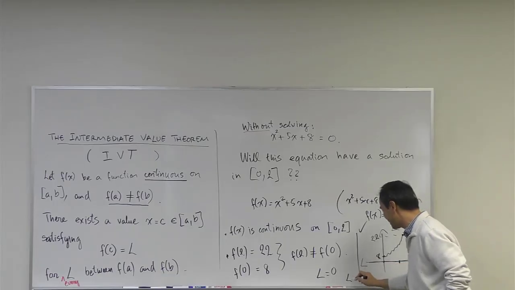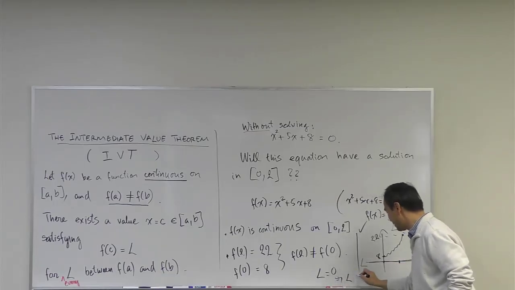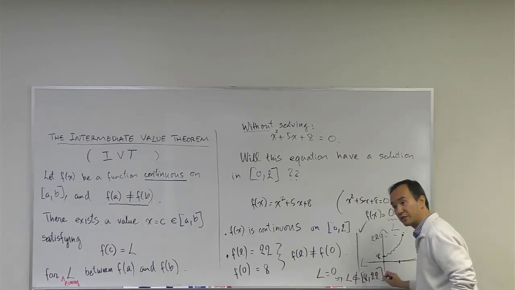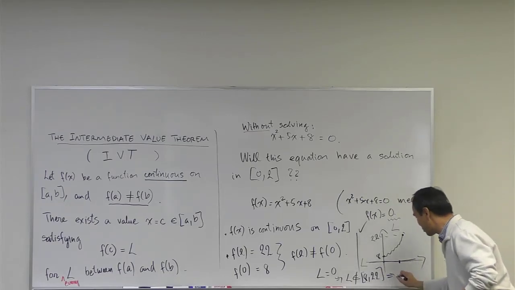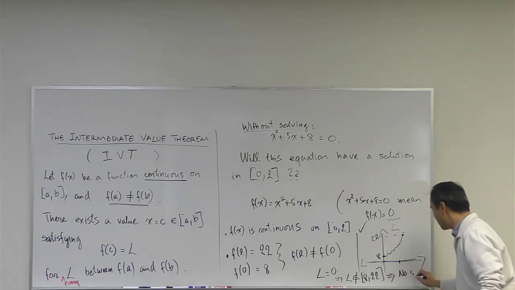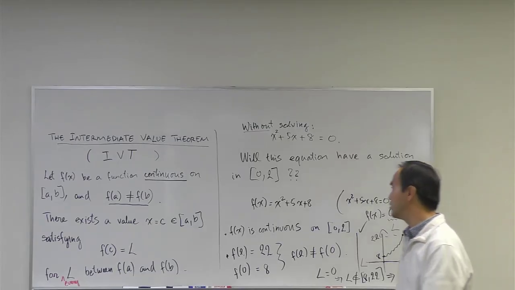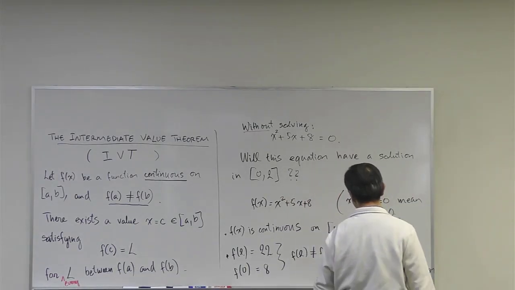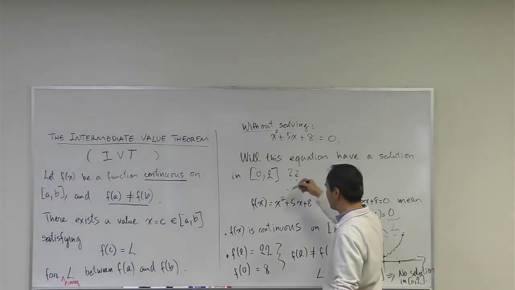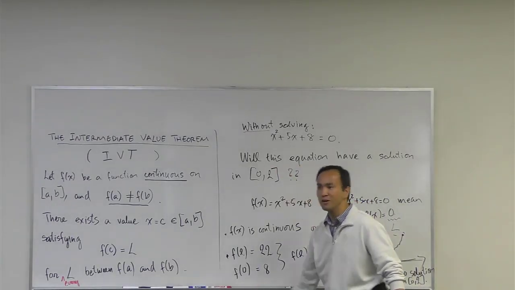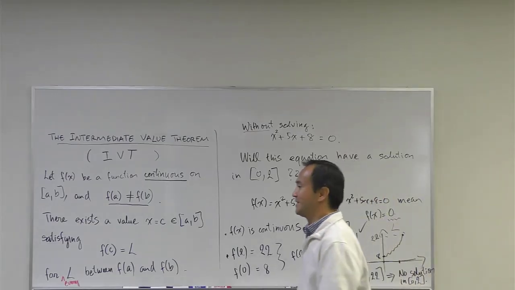So L is L equals 0, and we can see that L is not even in the interval between 8 and 22. These are the vertical output values together. You know what I'm saying, no? So that's why I'm saying that, hey, for sure, no solution in the interval from 0 to 2. You guys good with me on that? Okay? So we use the intermediate value theorem to answer this question right here by simply bypassing completely the solving work.